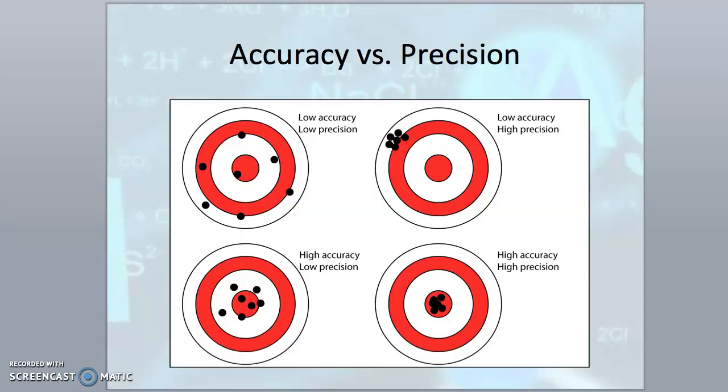We can apply error to accuracy and precision. If we have low accuracy and low precision, like the upper left image, this would be an example of random error. The image in the upper right shows low accuracy and high precision. This would be an example of systematic error. We can minimize random error by doing multiple trials and taking an average. Systematic error may require adjustment to the measurement device. In the lab, instruments are routinely calibrated to reduce systematic error.